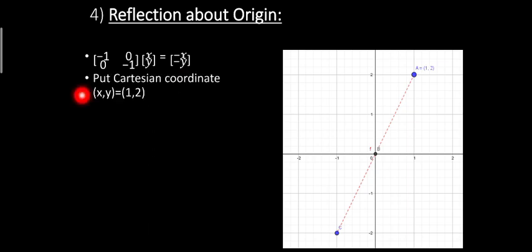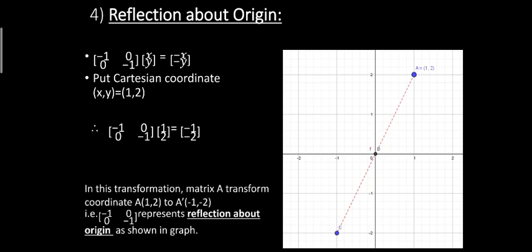Now put x comma y equal to 1,2. Therefore after multiplication of the matrix with 1 2 it gives -1 -2. Therefore in this transformation matrix A transforms point A 1 2 to A dash -1 -2, and it shows the reflection about the origin as shown in the graph.